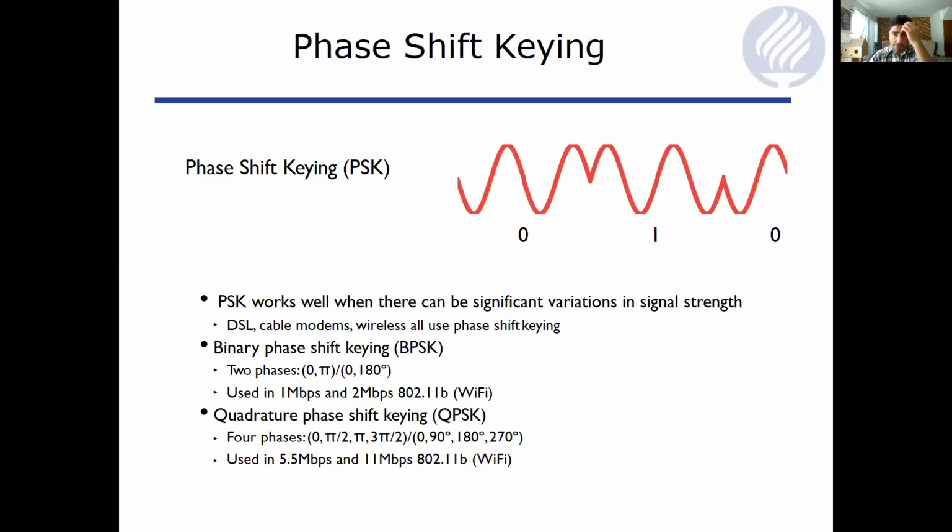Another form of modulation that is very popular is what we call phase shifting. Here, unlike amplitude shifting, where we adjust the amplitude of the wave, or frequency shifting, where we use different frequencies, in phase shifting we change the phase of the signal in order to represent different bits, 0 or 1. For example, here you can see this signal, let's say it starts from 0.